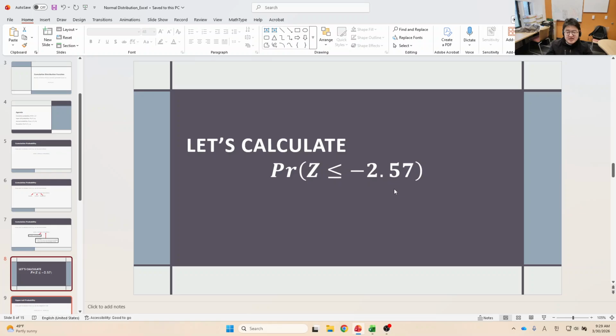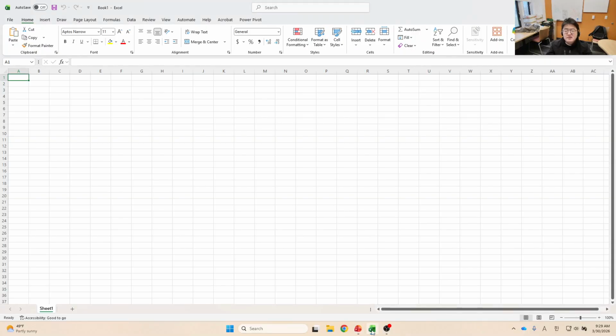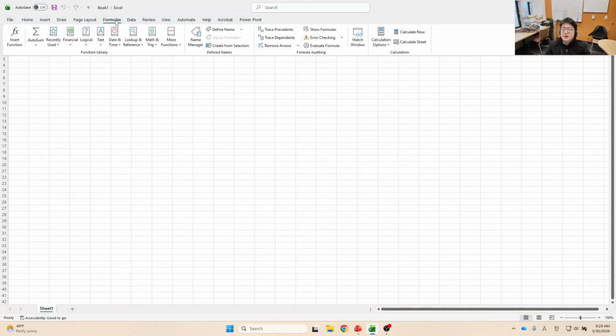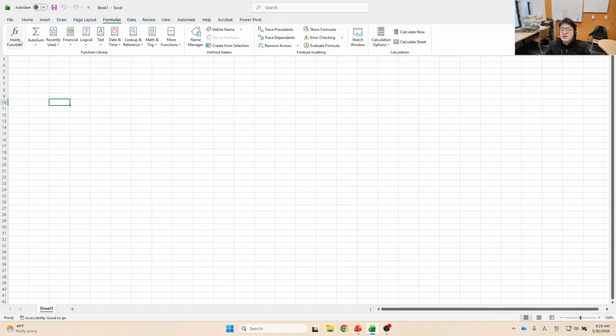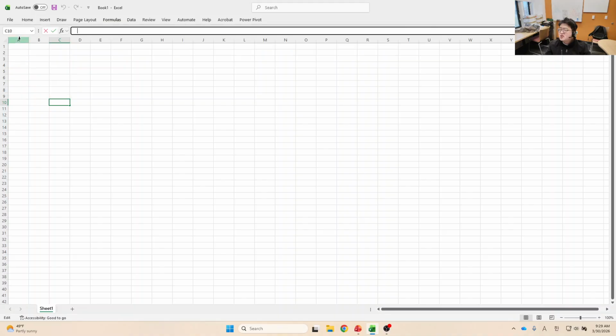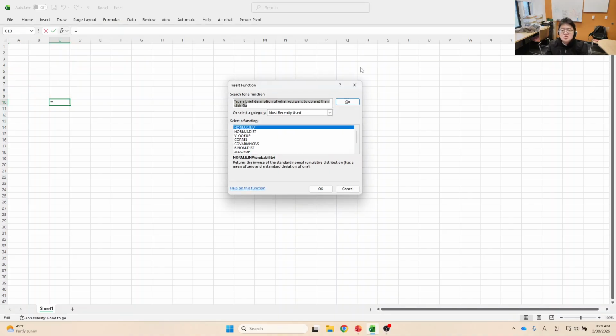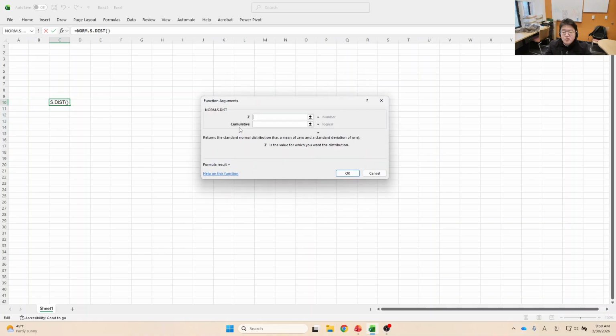So then, as an example, let's calculate this number. We are interested in probability smaller than minus 2.57, right? Back to Excel. Here, we'll go to the formula tab, then I will choose insert function. Then you can just use norm.s.dist. Then there is the norm.s.dist formula.